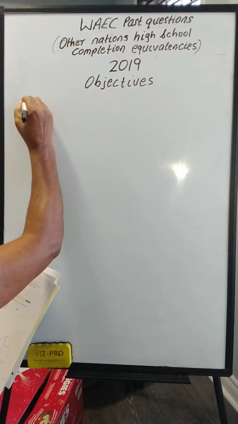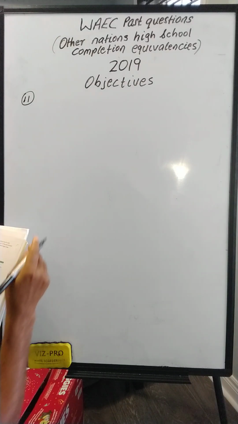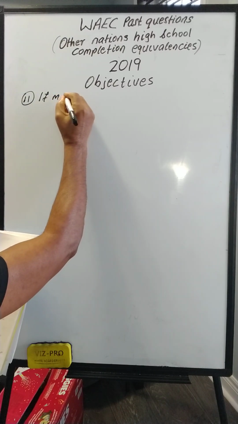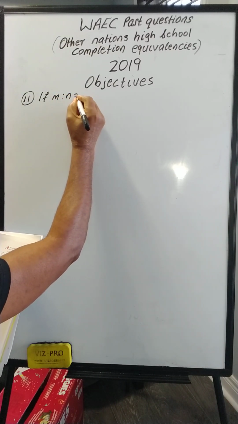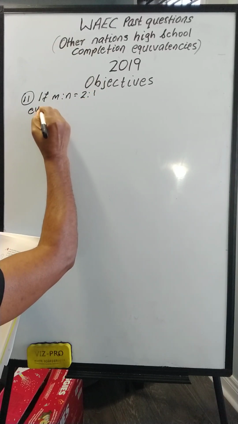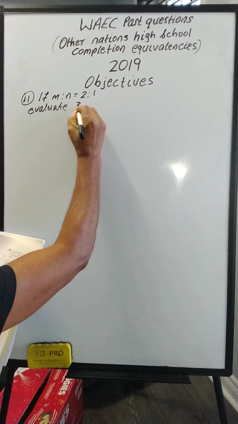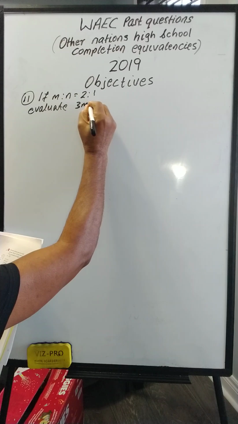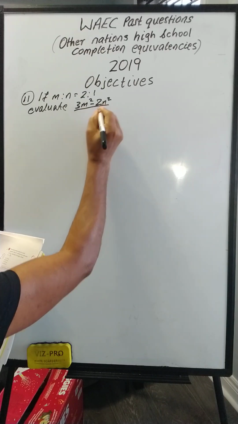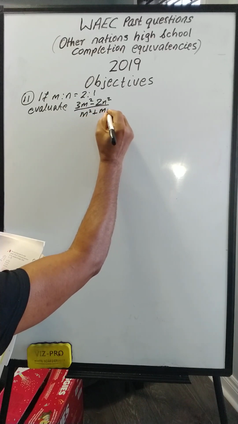Number 11, we are expected to find the value of this given expression. If m is to n is equal to 2 is to 1, then we are expected to evaluate 3m squared minus 2n squared all over m squared plus mn.